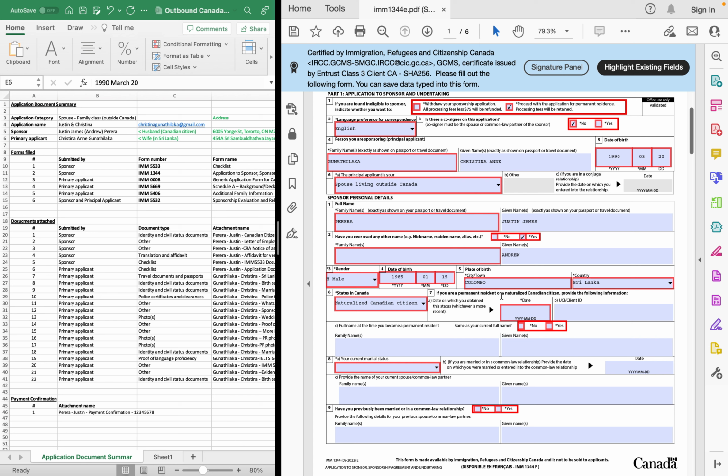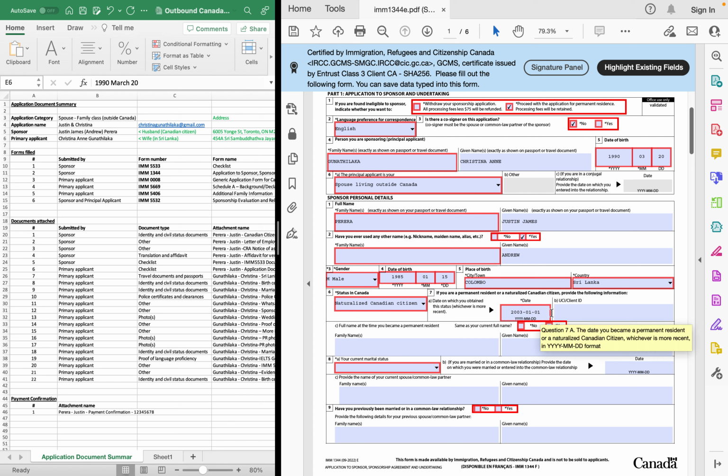Okay, and then if you are a permanent resident, provide the following details. Basically, this is the date you obtained this status. Let's say this person obtained it 10 years ago. So this is 2023. I'm gonna say January 1st, 2003. Okay, so you have to follow the order: 2003, January 1st.